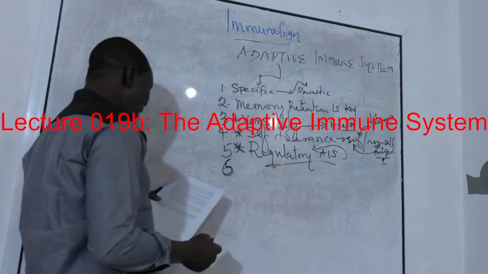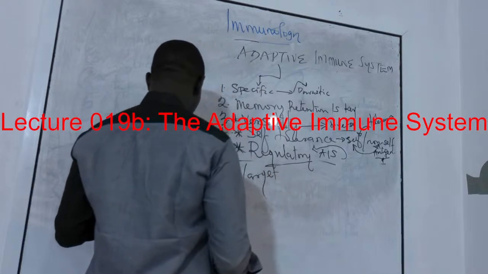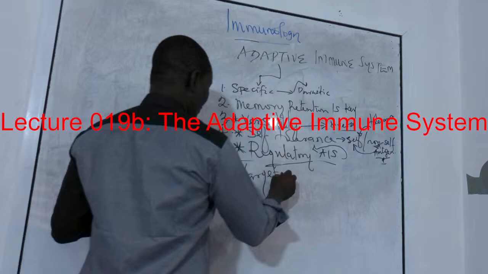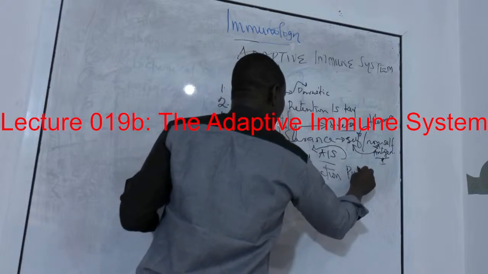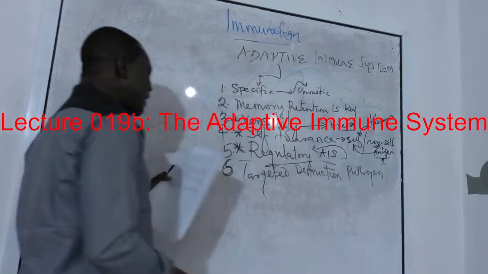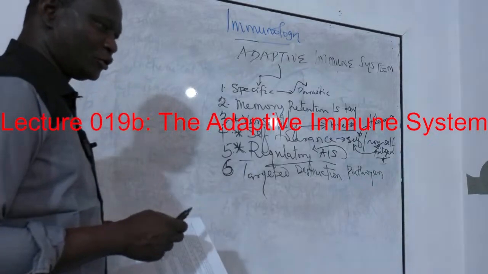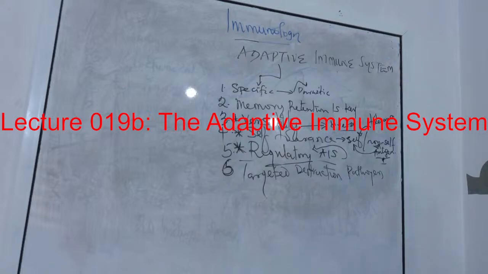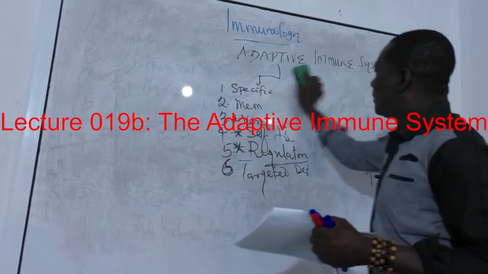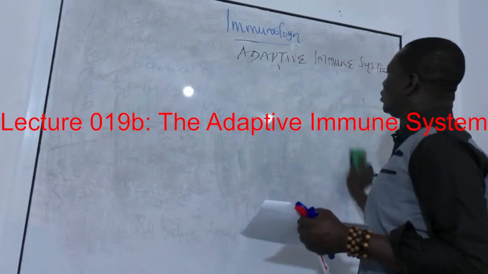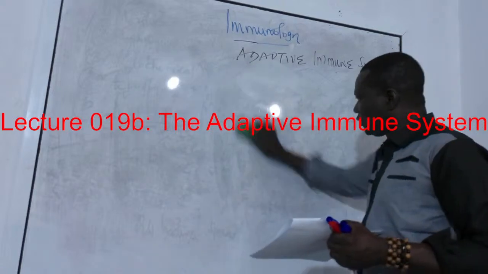And the last one is targeted destruction. It has the ability to target some pathogens. Whatever response occurs must be directed to the certain pathogen. And that's what we learned in the first part of our discussion on the adaptive immune system.